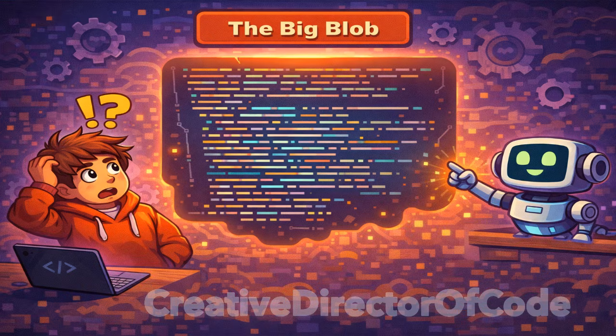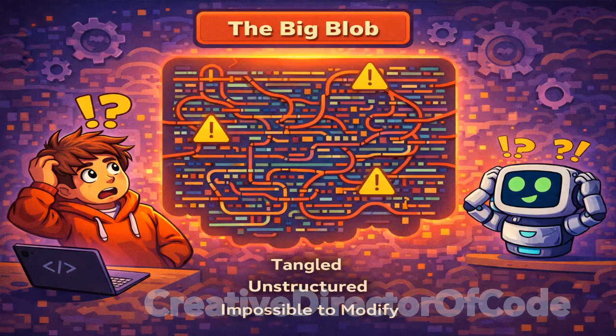Here's another one you've probably seen. You ask the AI for help with a feature, and it hands you a massive chunk of code. At first glance, it kind of works. But try to modify it. Try to test just one piece of it. Try to understand what it's actually doing 3 weeks from now. You can't, because it's a tangled mess. There's no separation of concerns, no clear structure. Just a wall of code that technically runs.